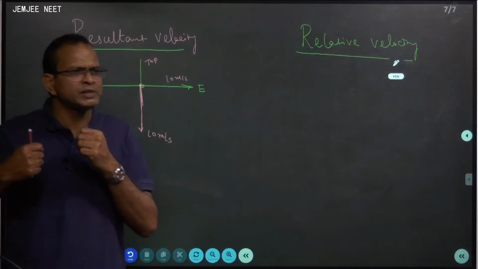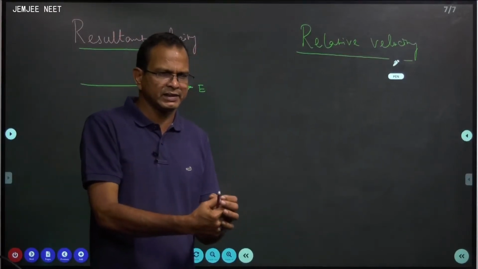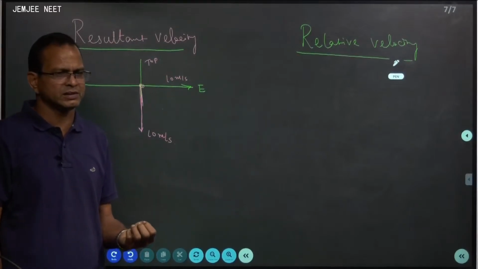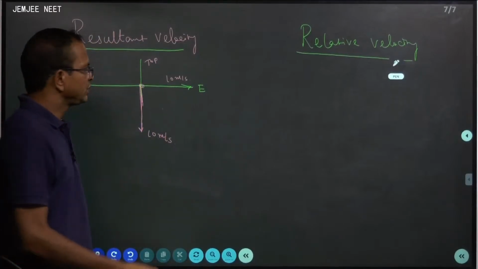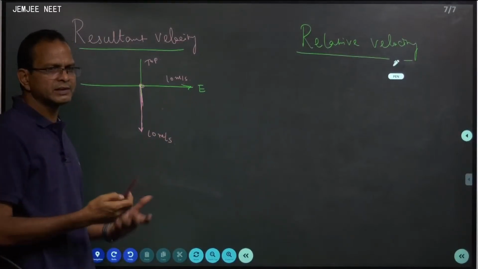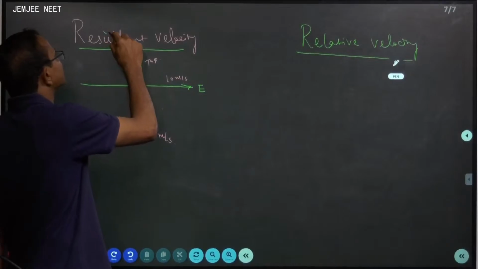Now, the raindrop is being pulled by gravity, so it gets a velocity. The raindrop is being pushed by the air, so it gets a velocity. So this is a velocity, and this is a velocity. This is called the resultant.